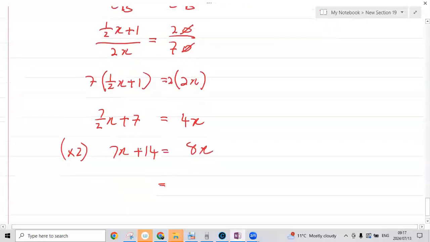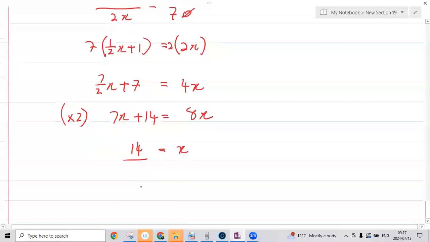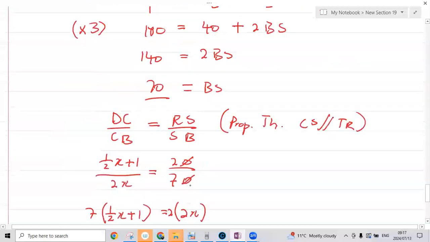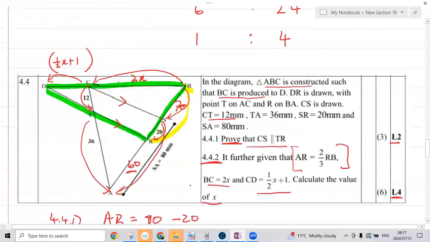And if I now solve, if I bring the 7X over to the right-hand side, 8X minus 7X is X equals 14. So therefore, X is 14. And one of the things that we can do here now, right? We've got, therefore, X is 14. What I would encourage you to do is check your answer by substituting.